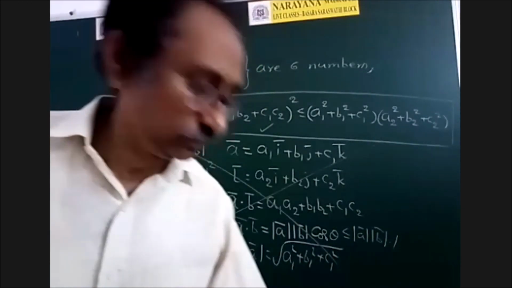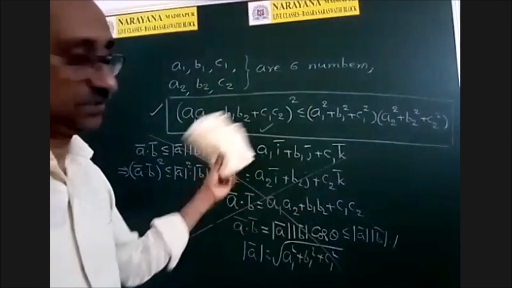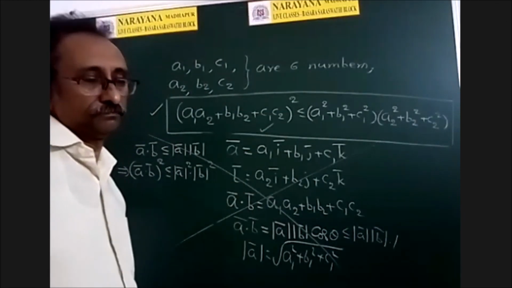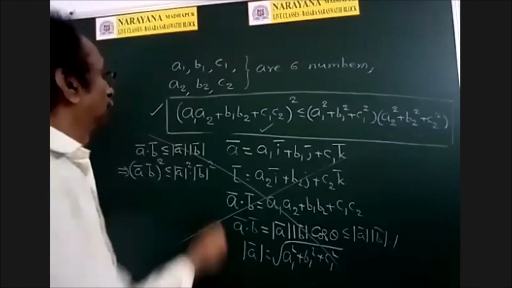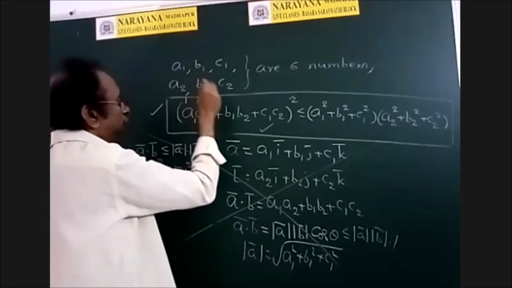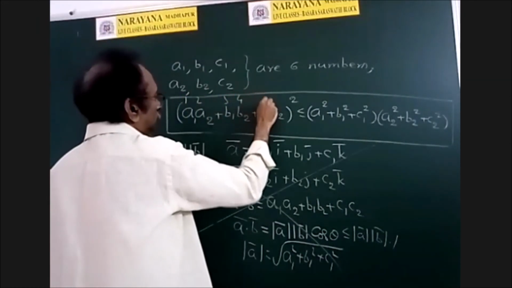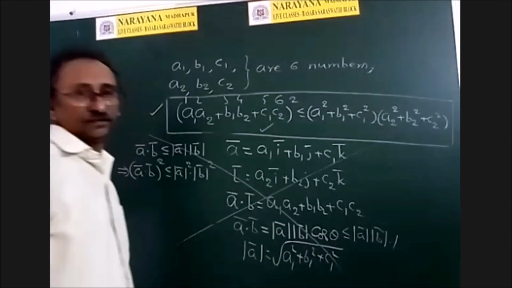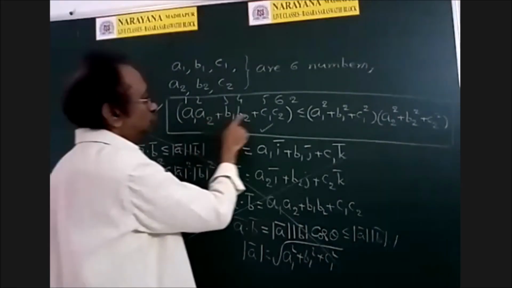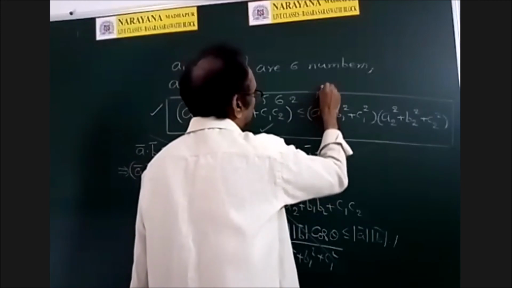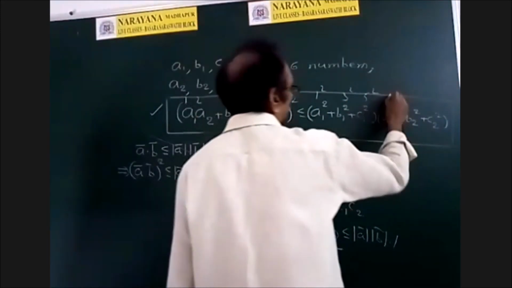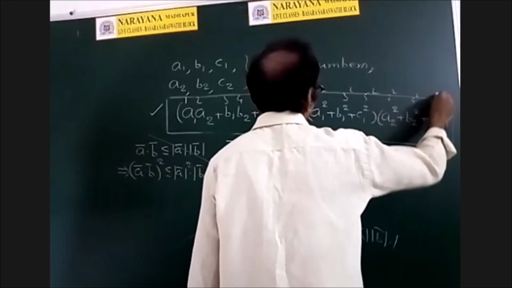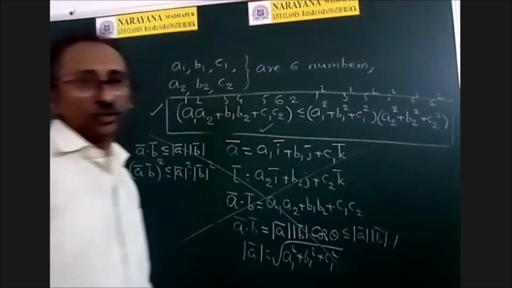Give 6 numbers. 2 numbers, sir? 6 numbers: 1, 2, 3, 4, 5, 6. Okay. So 1, 2, 3, 1, 5. Here 1 square, 3 square, 5 square. Here 2 square, 4 square, 6 square. Now you can verify.